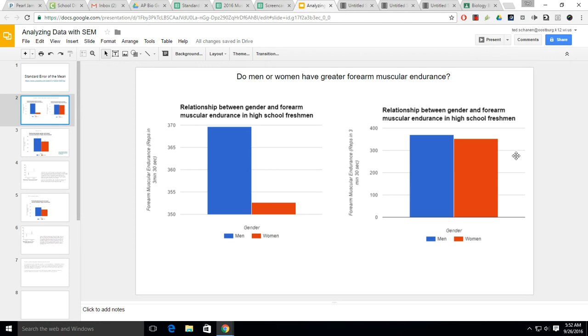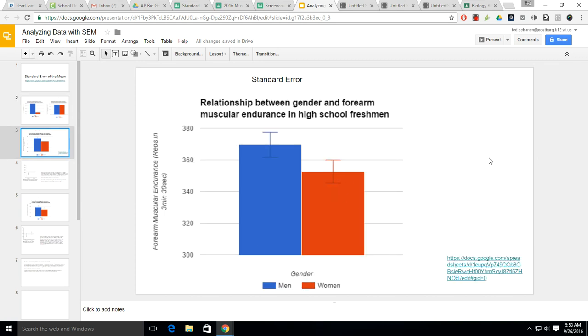So if you're going to say, the data suggests that men have greater forearm muscular endurance than women, how confident can you be in that conclusion? And just by saying this bar is bigger than that bar, or these bars are really close, so maybe it doesn't matter what gender you are, there are statistical ways to make a little bit better conclusions. And one of those is to do this standard error of the mean. And what you end up with, and you can do these on Sheets, where you have these extra bars hanging off, and if they overlap significantly, there isn't a big difference between the populations.